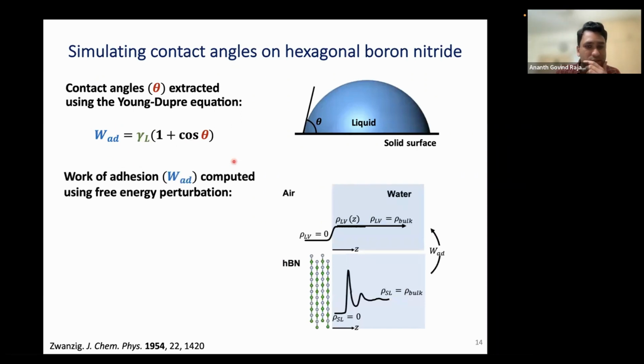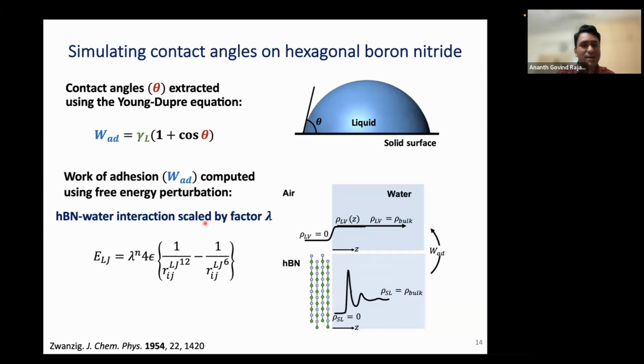And this work of adhesion is computed using free energy perturbation theory, wherein you convert the solid liquid interface to a vacuum liquid interface. The free energy that is spent to convert the density profile looking like this to something like this, and turning off the interactions, is the work of adhesion, right? To do this, you scale the interaction energy between the water and the solid by an interaction factor lambda. These are called soft core potentials and are implemented in the LAMMPS molecular simulation package, right?